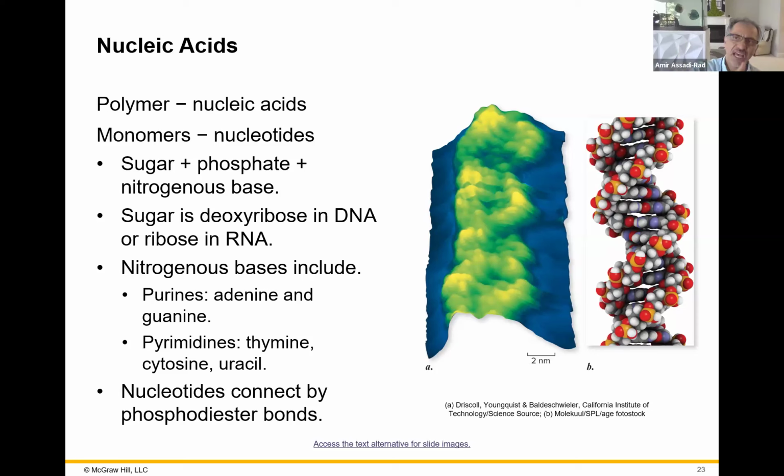Okay, based on the DNA, then I have black eyes, black hair, dark complexion, whatever it is. Height, my height is based on DNA. DNA decides. Okay, so polymers are nucleic acid, monomers are nucleotide.